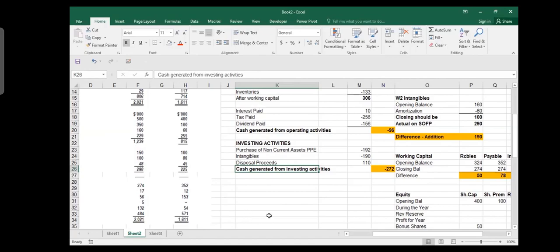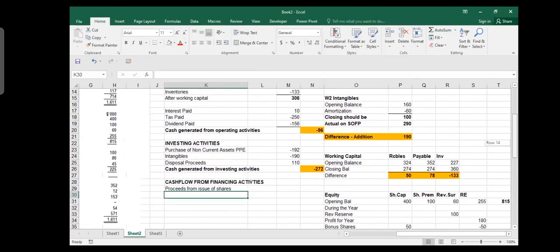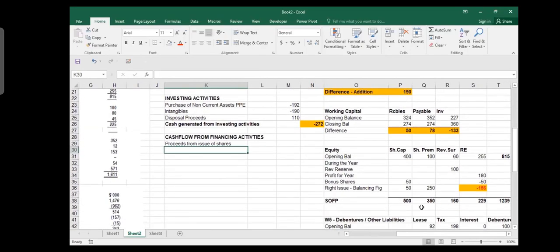Then you have the last section, which is your cash flow from financing activities. We issued some bonds, we issued some shares. Those we will use here in your financing activities. So we say proceeds from issue of shares. How much are your proceeds from issue of shares? If I take you here, can you tell me how much is the proceed from issue of shares? Sorry, this is share capital and share premium. You have to take these things, because the valuation surplus and retained earnings we don't need. This is the area where we are getting from new shares. So how much are we getting from new shares?